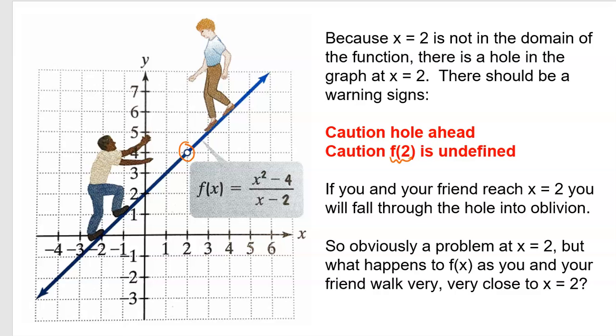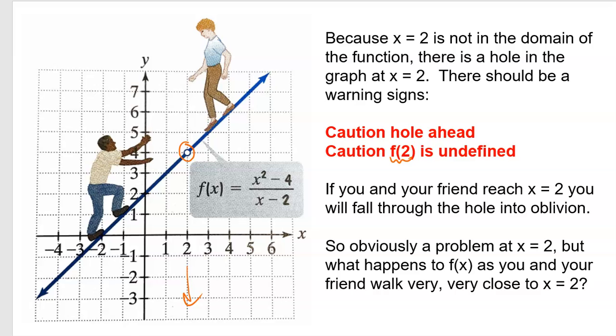Warning lights, flashing lights. Something should be telling these kids, hey, stop walking. You're going to fall through this hole. And if you and your friend actually reach x equals 2, you're going to fall into the hole, into oblivion. You're just going to fall straight down forever. So obviously a problem exists at x equals 2, but let's analyze this a different way.